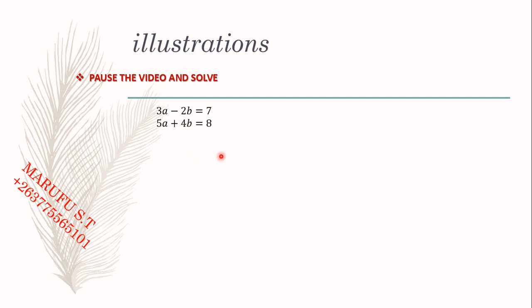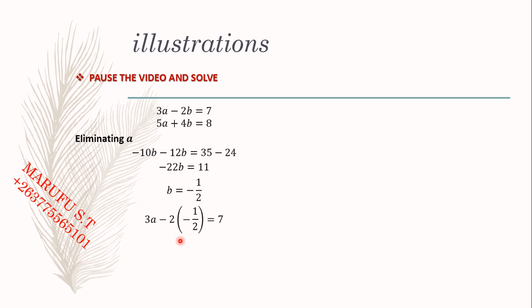Right. So your answer should become, by eliminating a, you would multiply by 5 here and by 3 here. You subtract what you can subtract, and you come to this stage whereby minus 10b minus 12b is equal to 35 minus 24. Right? You further subtract and you say b is equal to minus half. You substitute again in another equation, and this is what you get.